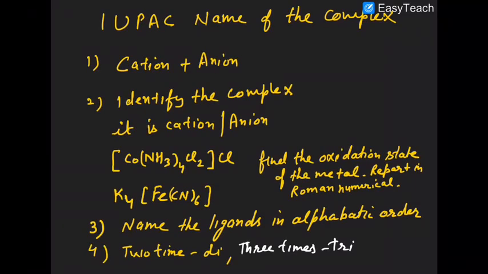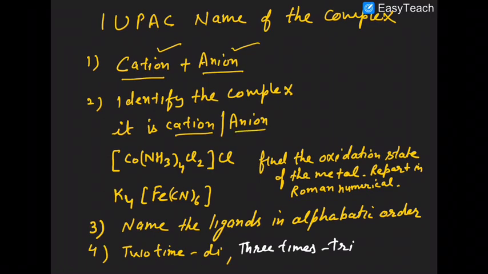Now, how to write the IUPAC name of the complex? The following criteria should be applied. First, you have to name the cation and then the anion. So, always name the cation first and then the anion. For that, you have to identify whether the complex is a cation or the complex is an anion.